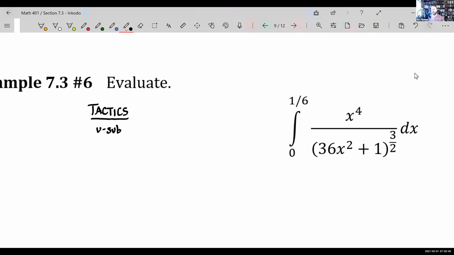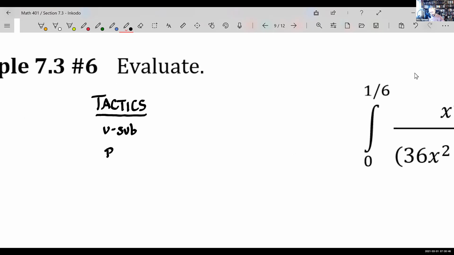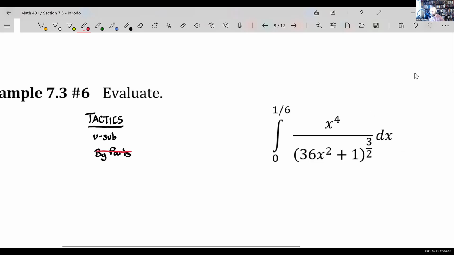And then I think about, let's see, we had by parts, right? But by parts is a terrible idea here. Again, I'll write it down and then cross it out. By parts is a terrible idea because it's not a product of functions. So I wouldn't bother with it. Although I've seen some students use by parts in some really interesting ways. To be honest with you, in this case, by parts is just a bad idea.